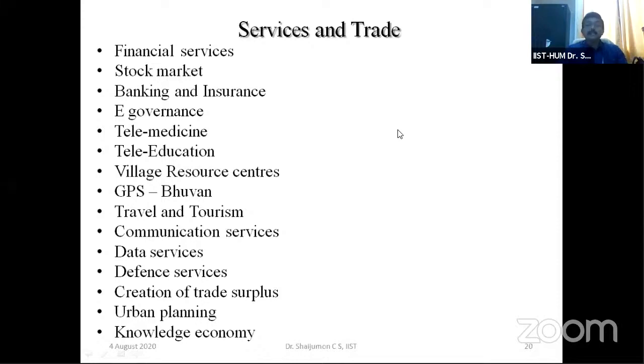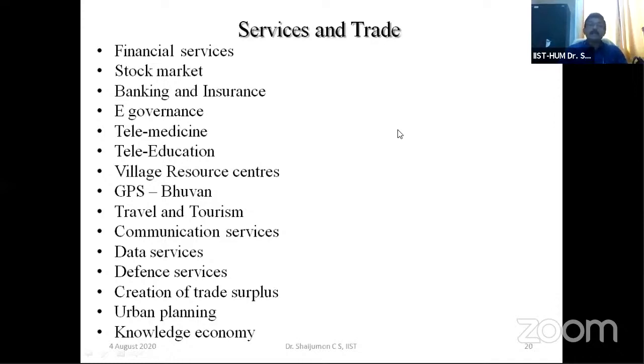GPS, you know that GPS. India developed its own GPS, that is Bhuvan. You can go to the NRSC website and see what this Bhuvan is. You can see it is like the GPS of Google or other countries like the American GPS. We have our own GPS, Bhuvan. Slowly, maybe in the near future, all our navigation, travel and such things are going to be controlled by the Bhuvan GPS system only.